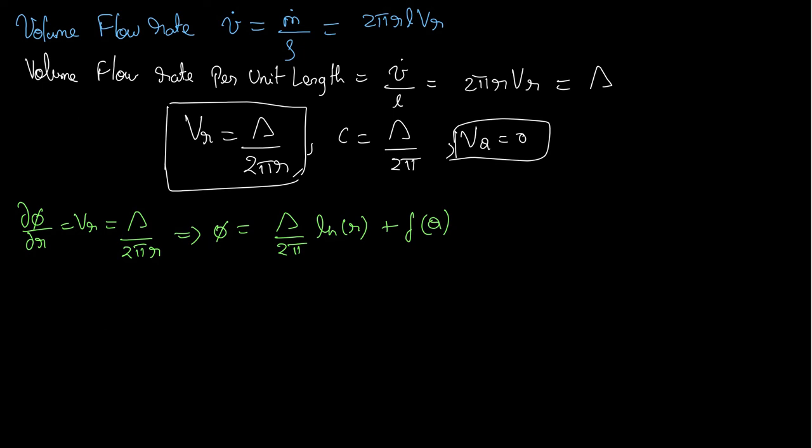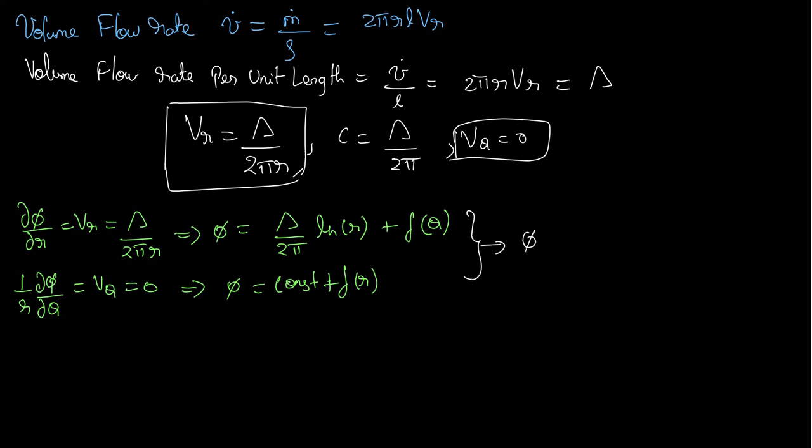And similarly for the θ coordinate, I have 1/r ∂φ/∂θ, which is my vθ, which is 0, which implies if I integrate this I get φ equals some constant plus a function of r. So if I compare these two equations, I get my φ to be λ/2π times logarithm of r to the base e. So this is my velocity potential for a source flow or a sink flow. Sink flow is just the negative of this thing.